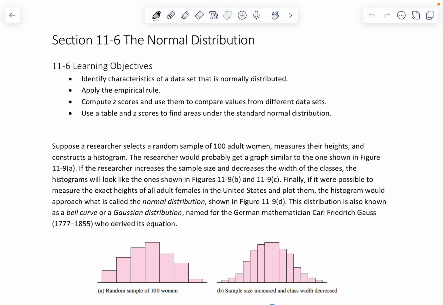In this video, we will be talking about the normal distribution. Our learning objectives will be to identify characteristics of a dataset that is normally distributed. We will learn how to apply the empirical rule. We will learn how to compute z-scores and use them to compare values from different datasets. And then we will learn how to use a table and z-scores to find areas under the standard normal distribution. So let's dive in.